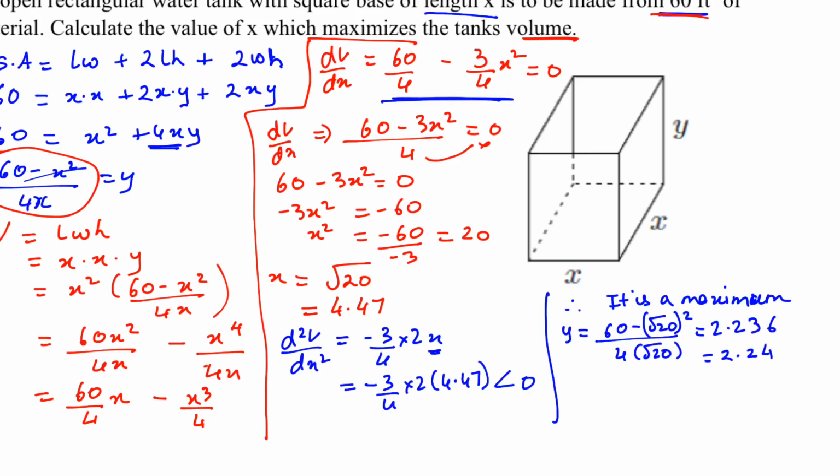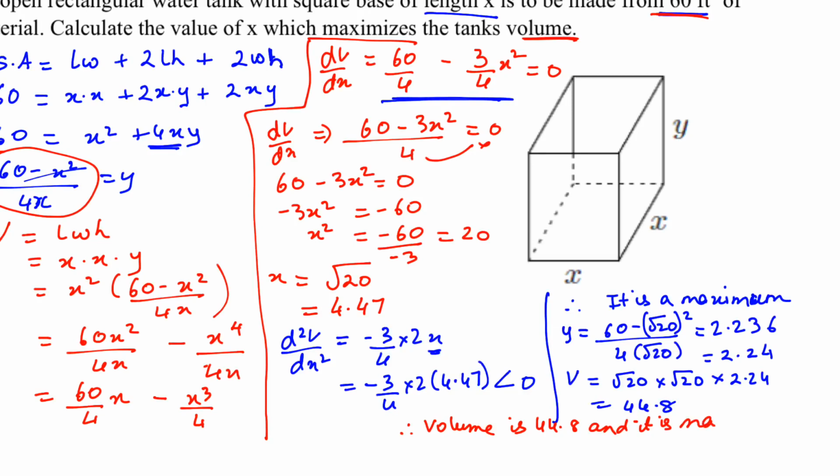Now the only thing that we don't have is the volume. So volume is equal to x, which is square root 20. You can use the decimal form or this form, whichever you find easy. Multiply by 2.24, and the answer is 44.8. Remember to write a statement that therefore volume is 44.8 and it is maximum when x is, what did we find x? 4.47 and y is 2.24. Not a very difficult question, just a lot of steps involved.